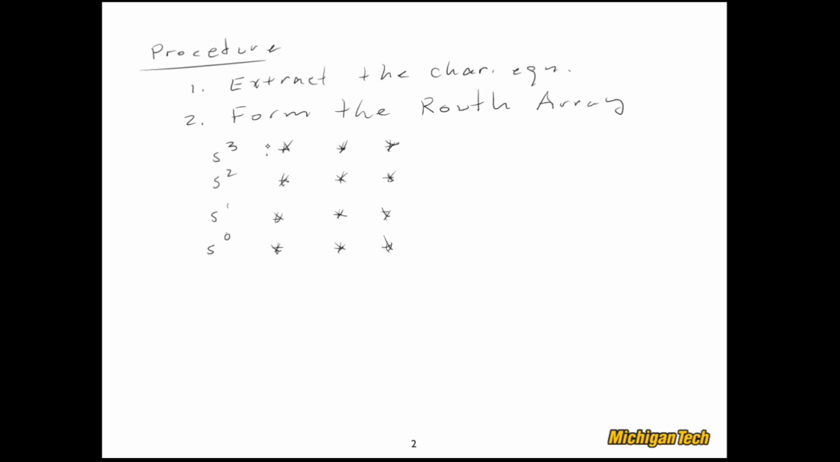And after you form the Routh array, you look at that column, and that column alone is what tells you the stability of the system. And let me go to another page to write down how you analyze that first column. So the third step is analyze the first column.